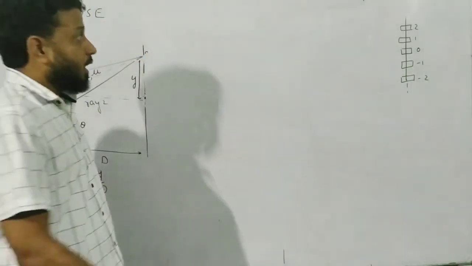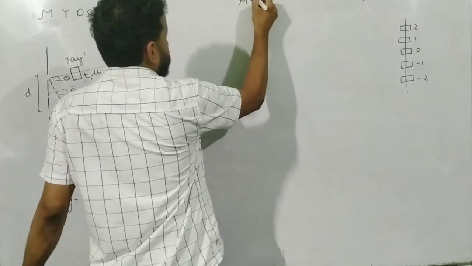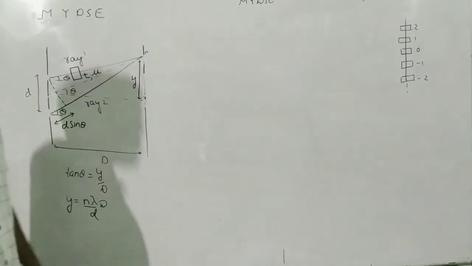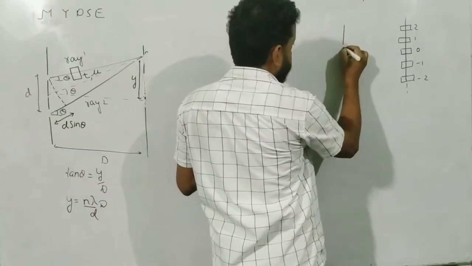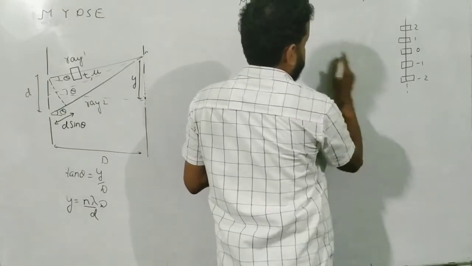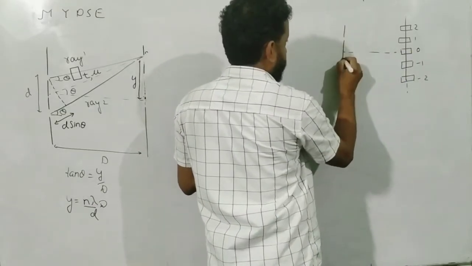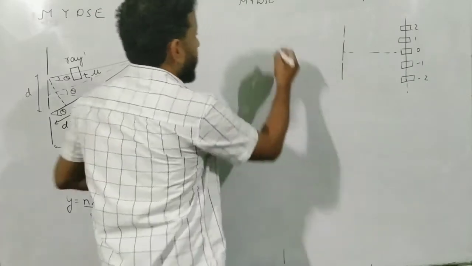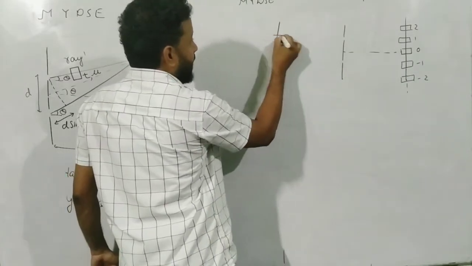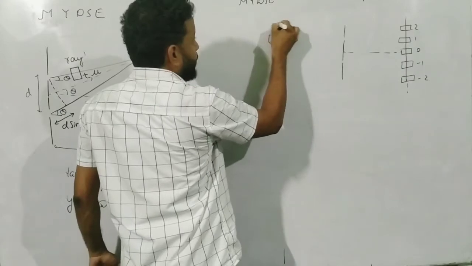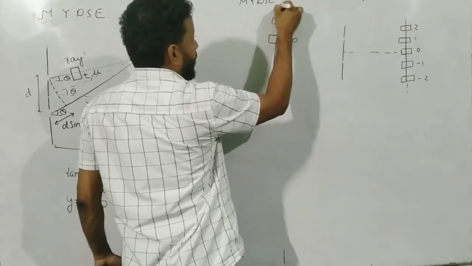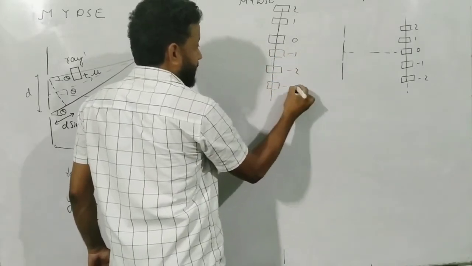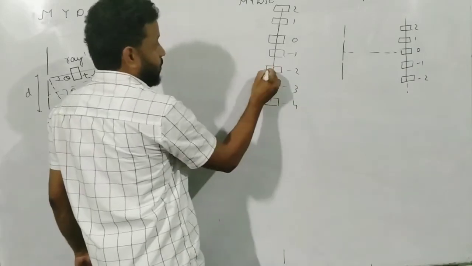Let us say what happens in this case with the question which I am discussing. We saw that the negative order fringe comes at the center. So what does it mean? It means if a negative order comes at the screen, then in modified Young's double slit experiment, the zero order has gone somewhere here, followed by the first order, then the second order, and then comes my minus 1, then minus 2, then minus 3, then minus 4, and so on.